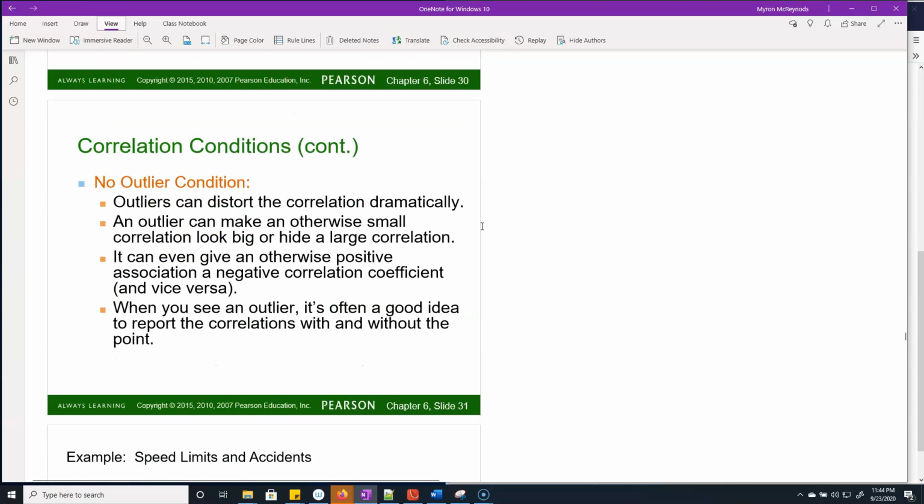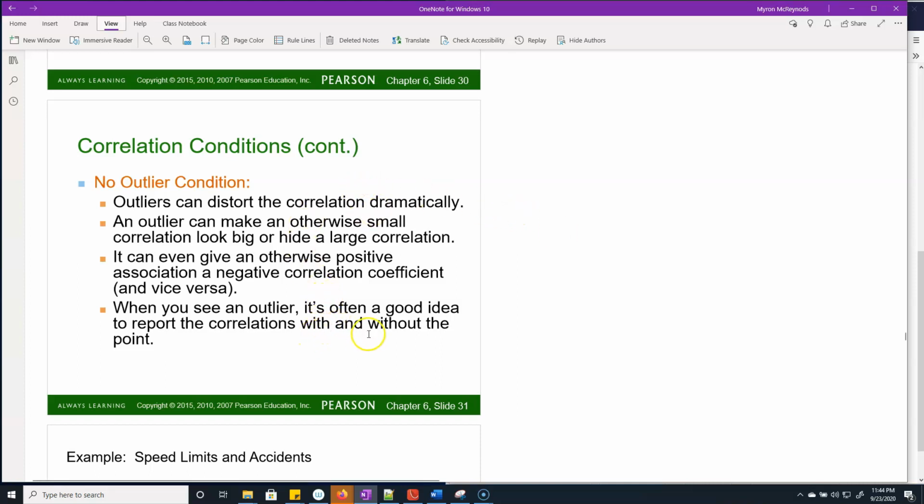And then you can't have any outliers because they distort the correlation dramatically. They make otherwise small correlations look big, or they hide a large correlation. It can even give an otherwise positive association a negative correlation coefficient. Just that one piece can throw the data off so much that it's messing it up. So if you have a huge outlier, this becomes very inaccurate and it's not very useful.